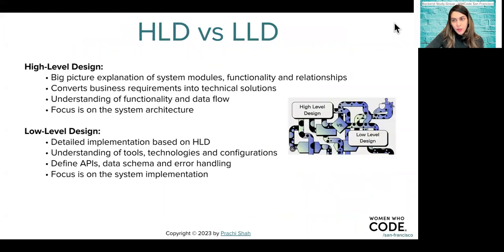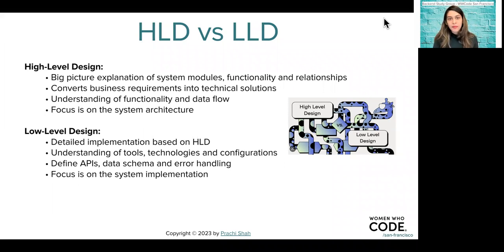One thing I need to mention when we talk about system design is what is high level and low level design. These are terms that engineers usually use during system design discussions or design meetings. And I felt like it would be important to just quickly mention what these terms mean. So high level design is your big picture explanation of your different system modules, the functionalities you're providing, and the relationships between data or modules or different functionalities, right?